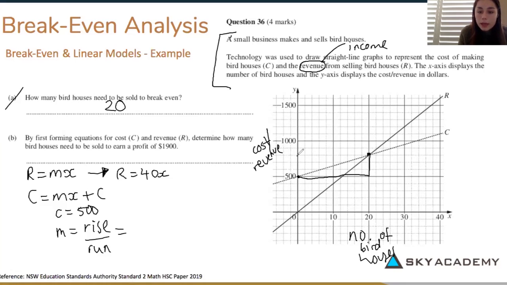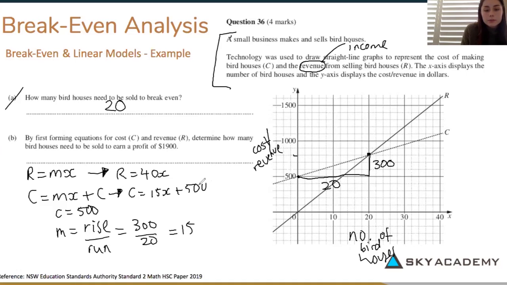And my run is from 0 to 20. So that's 20. So that's 300 over 20. And 300 over 20 gives you an answer of 15. And so m equals 15. So therefore my cost formula or equation is going to equal 15x plus 500. So now I have determined my two equations.